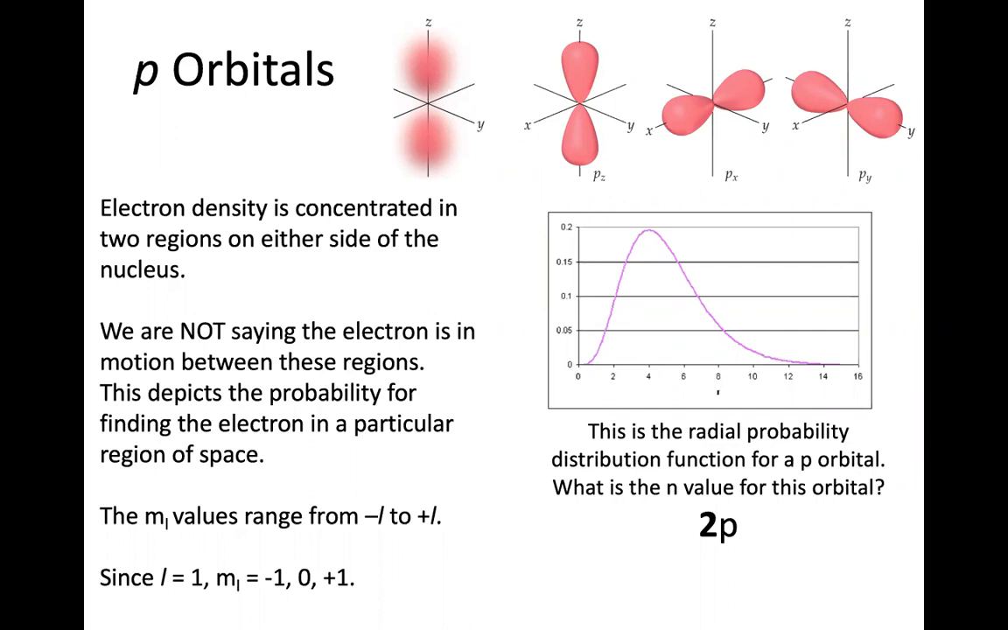The first time we have a p orbital is a 2p orbital. So my interpretation of this is, if you tell me this is a p orbital and there are no radial nodes present, it must be the first time I have that, and that's corresponding to a 2p orbital.